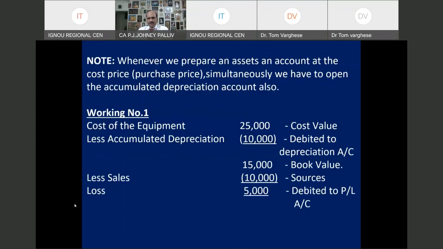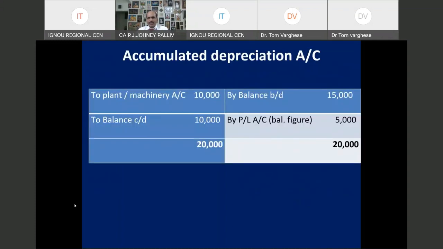Therefore, let us consider the next account, which is called the accumulated depreciation account. Friends, I told you the opening balance of accumulated depreciation account was 15,000. Closing balance of accumulated depreciation was 10,000. And during the year, a machinery costing rupees 25,000, whose accumulated depreciation was 10,000, is a reduction from the opening balance. The machinery is no more. Therefore, we are debiting that accumulated depreciation to this plant and machinery account. Therefore, 10,000 is a debit. So opening balance, and we have incurred a loss of rupees 5,000.